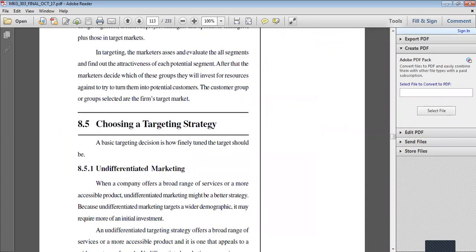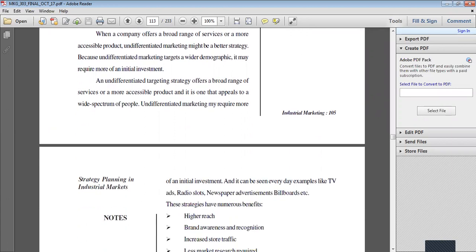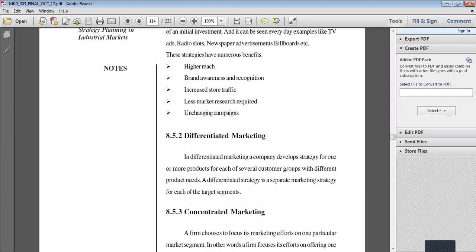Next, identifying and choosing a targeting strategy. Undifferentiated marketing. Undifferentiated marketing strategy has numerous benefits: higher reach, brand awareness and recognition, increasing store traffic, and less market research required.